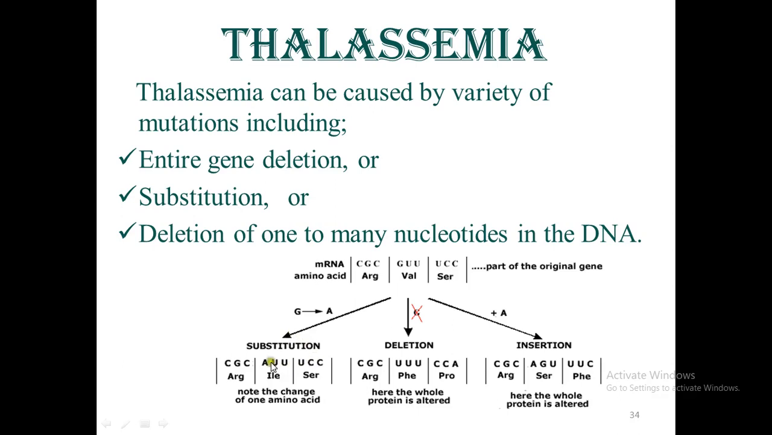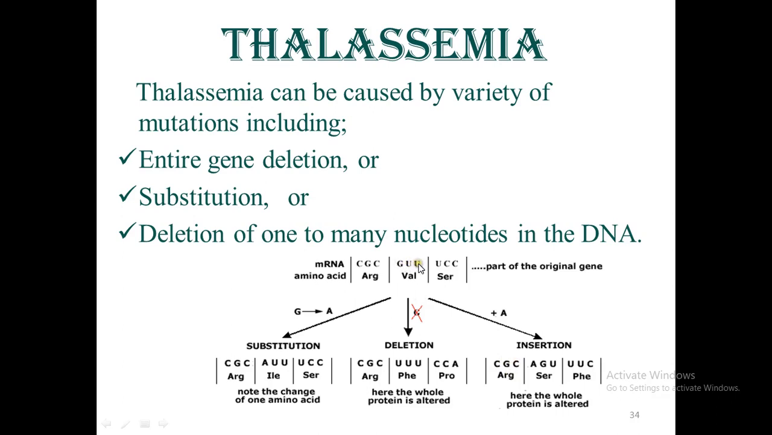This is a substitution mutation, the change of one amino acid: arginine, isoleucine, serine, whereas in the normal case it was arginine, valine and serine. Here we see deletion: arginine, phenylalanine and proline. And here we see an insertion: arginine, serine and phenylalanine. Why? Because in the messenger RNA we find for arginine CGC. So if there is CGC, in all these three cases, it will code for the amino acid arginine.